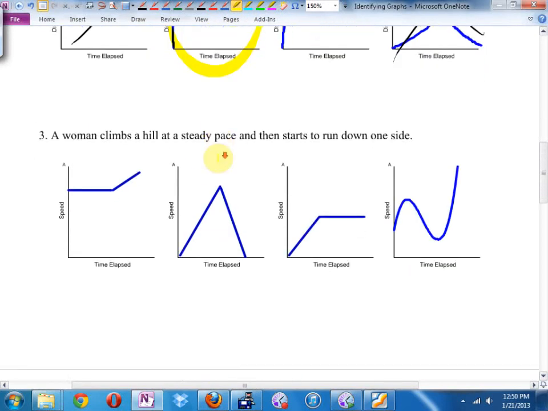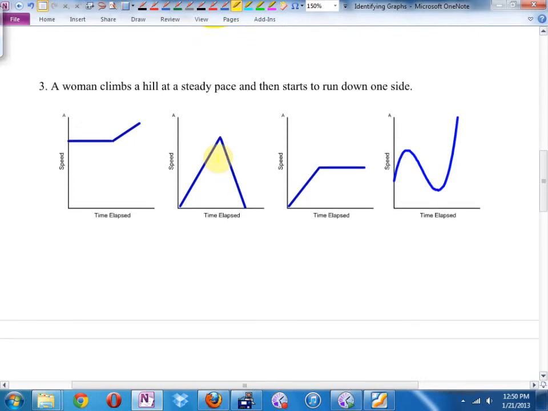Third one. A woman climbs a hill at a steady pace and then starts to run down one side. And we are graphing time on the x-axis and speed on the y-axis. We're graphing speed versus time. Who says graph A? 1, 2, 3, 4.